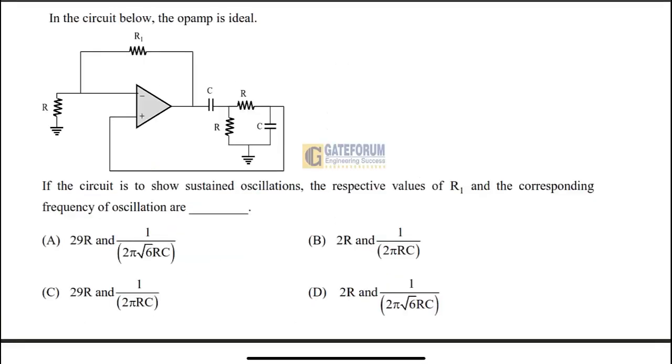So the question here is: in the circuit below, the op-amp is ideal, and this is the circuit given here. If the circuit is to show sustained oscillation, the respective values of R1 and the corresponding frequency of oscillation are, and the answer is given in all these four options A, B, C, D. This question is taken from GATE EC 2024 from the subject of analog circuits.